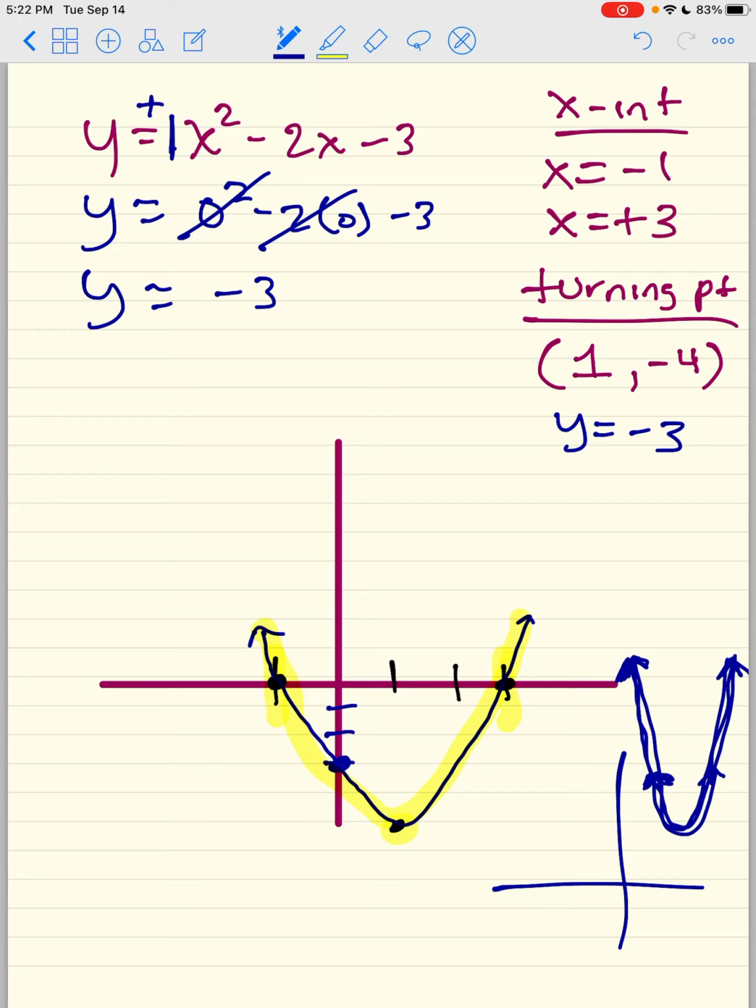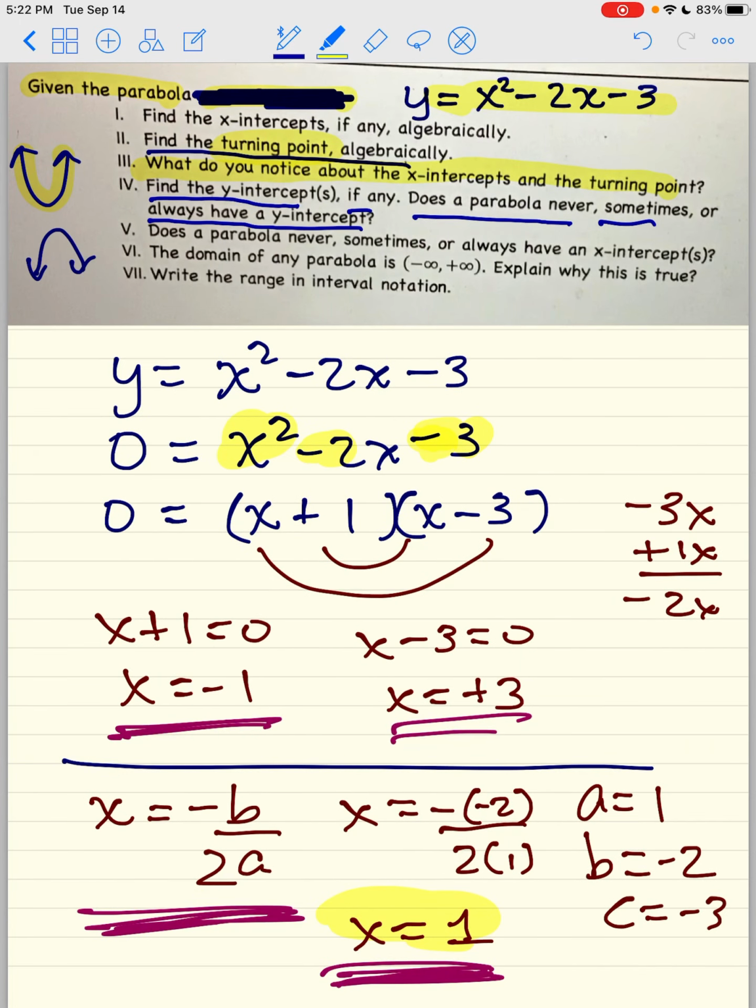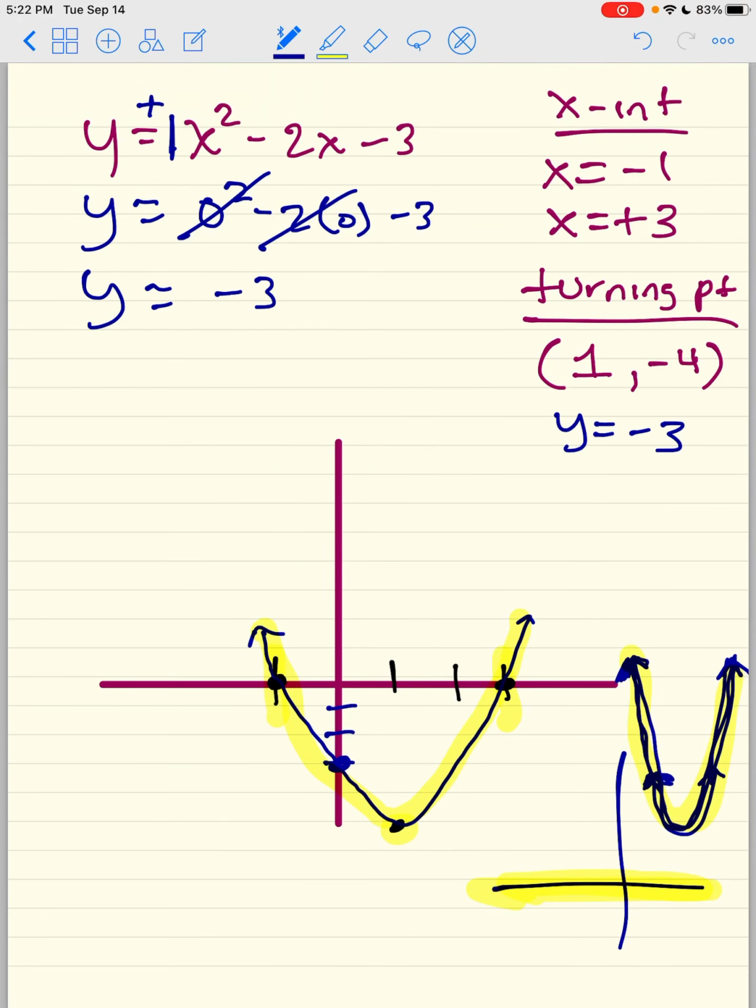But what you notice here, guys, is that this did not pass through the x-axis. So even though it must have a y-intercept, does a parabola never, sometimes, or always have a y-intercept? Always. And does a parabola never, sometimes, or always have an x-intercept? Sometimes it does, like in the example we just did here, and sometimes it doesn't, like the example we just did there.